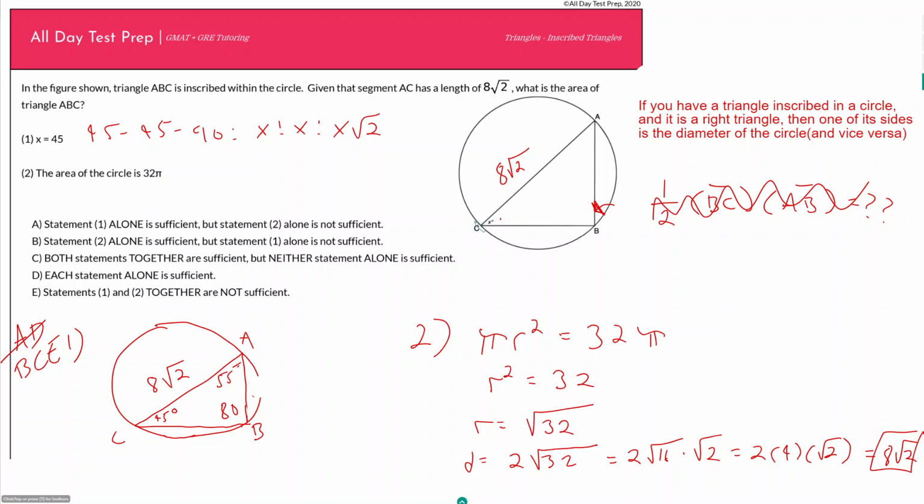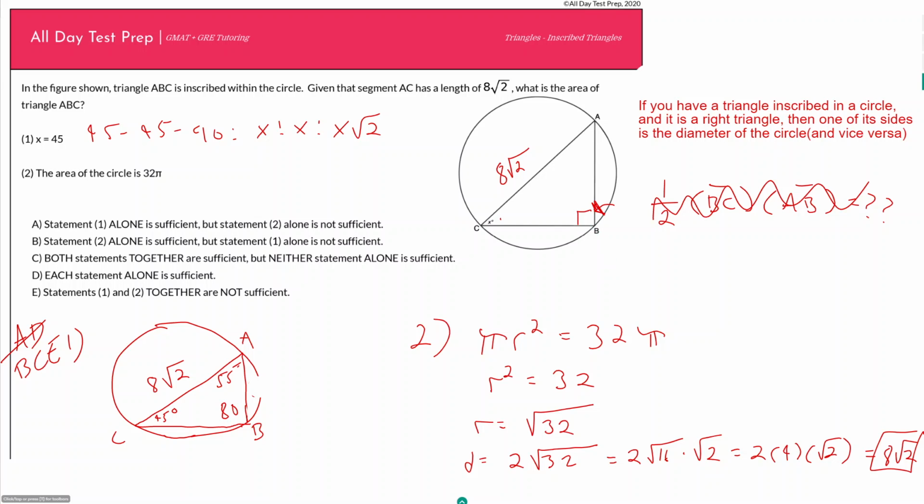We know from the prompt AC has a length of 8 rad 2, so this is telling us AC is a diameter, and if AC is a diameter, then this triangle here must be a right triangle, because again, the rule here works in reverse. If you have a triangle inscribed in a circle, and one of its sides, AC, is the diameter, then it must be a right triangle.